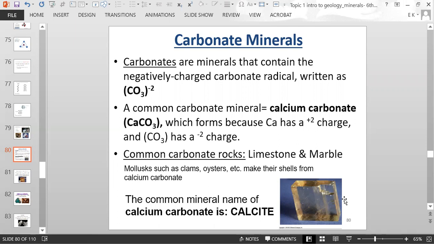And this is an example of what calcite looks like. It typically is colorless, and it's a rhombic shape. It looks like a little parallelogram or a rhombus. So that's the mineral called calcite.